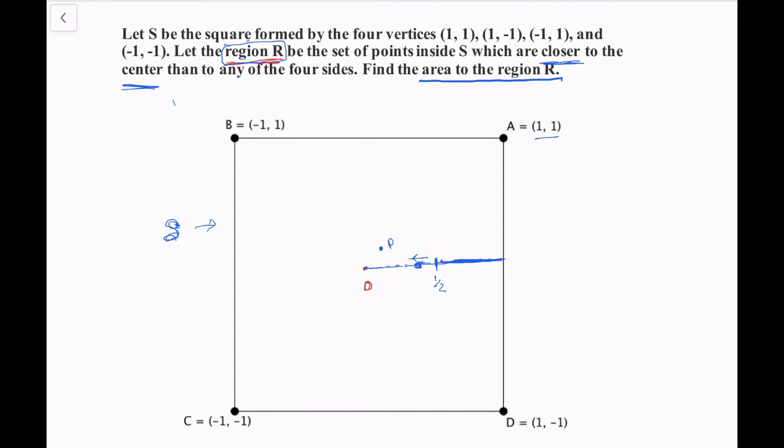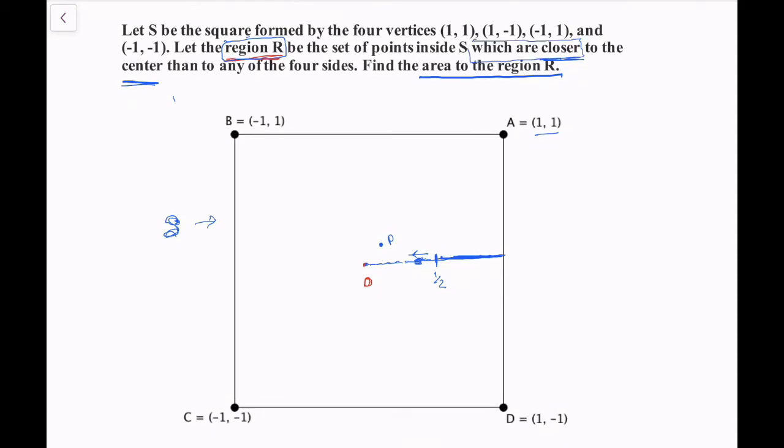Of course, we have to be careful about this now, because we want these points which are in the region R not only closer to O compared to the side AD, we want them to be closer to O compared to the side AB, BC, and CD as well. So that is the starting point of this problem.